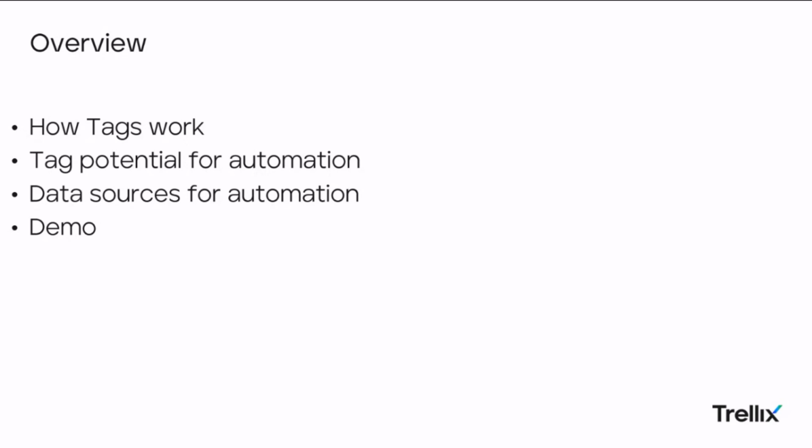Thanks, Nick, for that introduction. So, to utilize tags to automate our product deployments and product updates, the first thing we need to do is understand how tags are working. We then need to look at the potential for automation and how we can use those tags to automate our environment. To be able to use that potential, we need to look at the data sources.